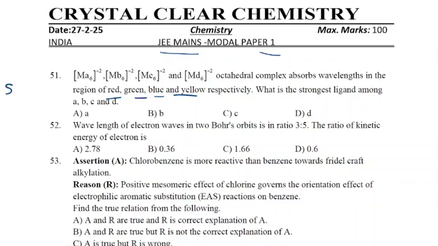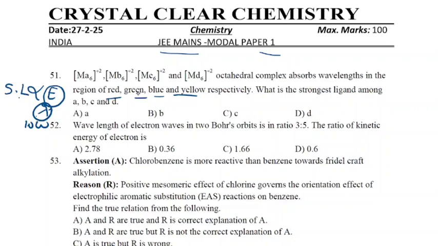Suppose the ligand is strong, it readily absorbs higher energy radiation. If energy is high, we can say that the wavelength is less. Wavelength will be low. So, the stronger the ligand, the more the energy, and the lesser the wavelength of the radiation.